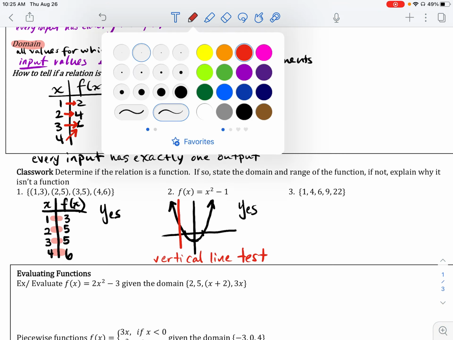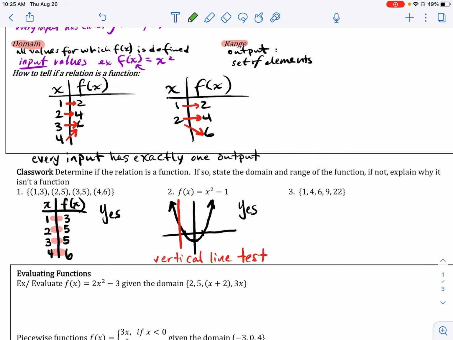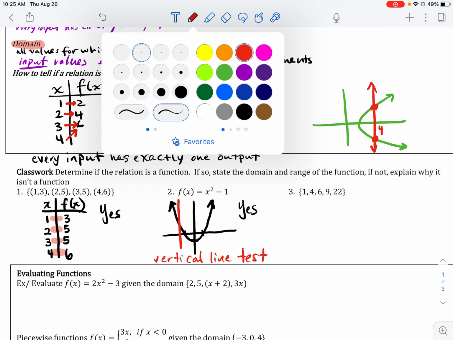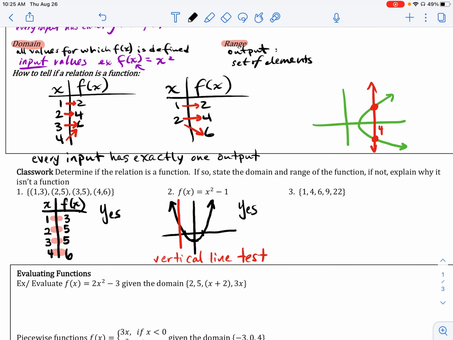So for example, let me draw an example of something that would not pass a vertical line test. If we had some graph that looked like this, and now I try to draw a vertical line, suppose I drew a vertical line here at, let's say this x value were 4, I would see that 4 has two distinct outputs. It does not pass the vertical line test, which tells us that we've got one input with multiple outputs. Therefore, this would not be a function.